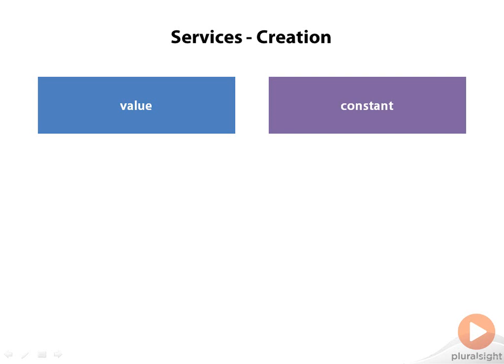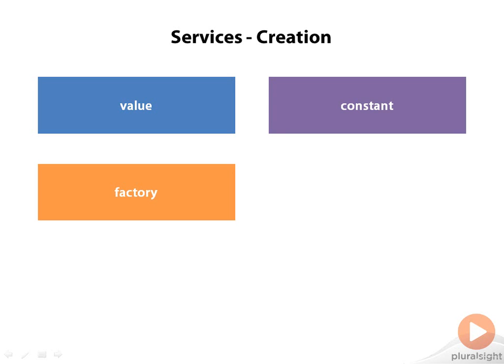The next way to create a service is with the constant function. The constant function is essentially the same as the value function, except it's available during the app configuration phase. Looking at the usage and value of the constant function is beyond the scope of this course, so just know that it behaves nearly identically to the value function.